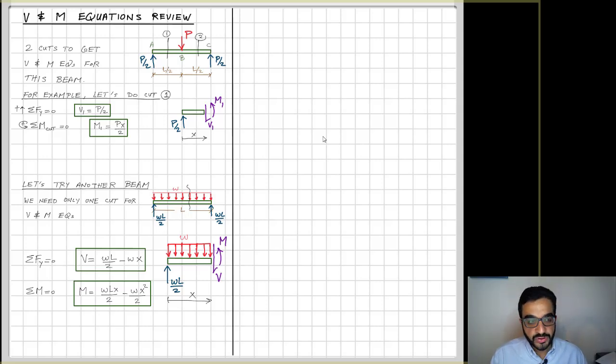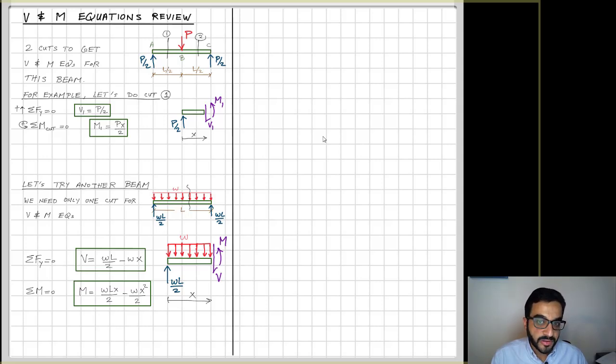So just pause here and look at the two examples that we have, and try to find the relationship between the shear and moment equations that we have. Like V1 and M1 for the first beam and the V and M equations for the second beam. Just pause a little and see if you can recognize any relationship between these two equations.